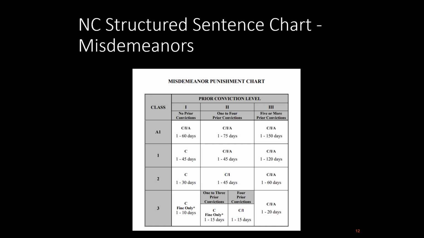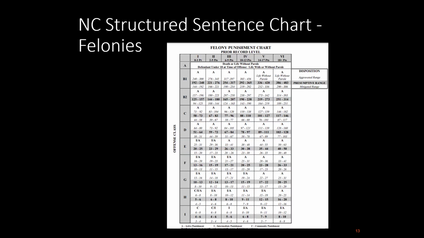Now let's look at the structures for the felonies, because that's a little clearer. Okay. So, I'm hoping you can see this arrow here. Here is the offense class. Every offense in North Carolina is labeled A, B1, B2, C, D, E, F, G, H, I. We only have one Class A, and that's first-degree murder.